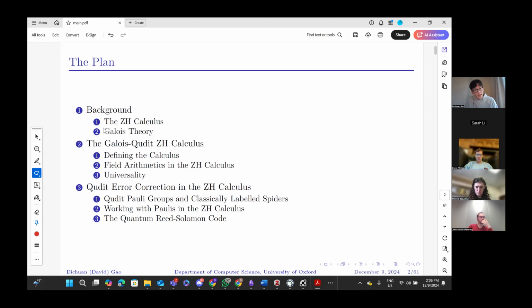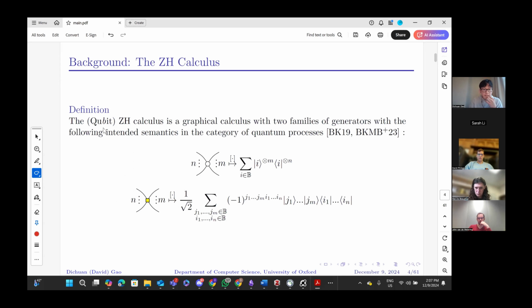And then in the last section of the talk, I want to show you what we can do in terms of error correction in the ZH calculus. So I'll show you how the Pauli groups work, how you can work with Paulis, pushing them through spiders and so on. And then I will give an example of a CSS code, which is called the Reed-Solomon code, which has a particular affinity to the ZH calculus. Okay, so if that sounds good, let me start with the ZH calculus as we're familiar with it right now.